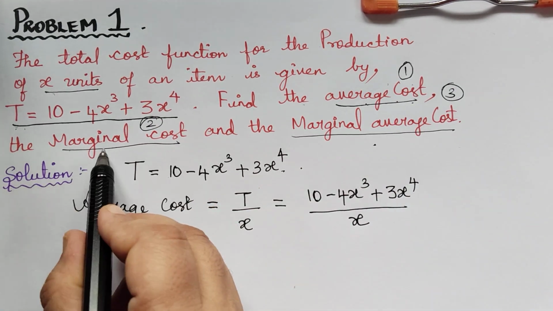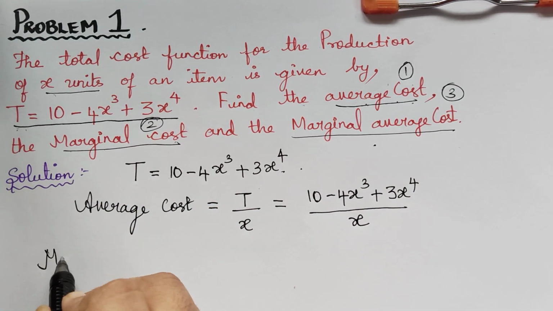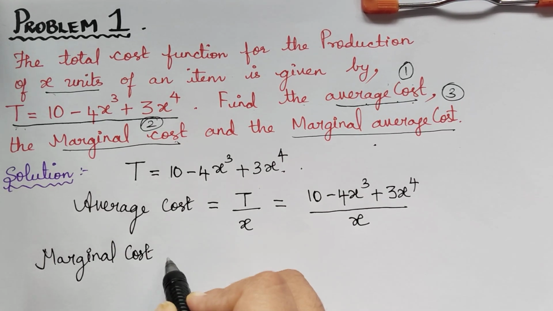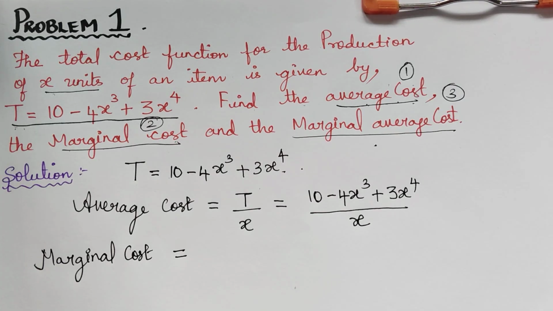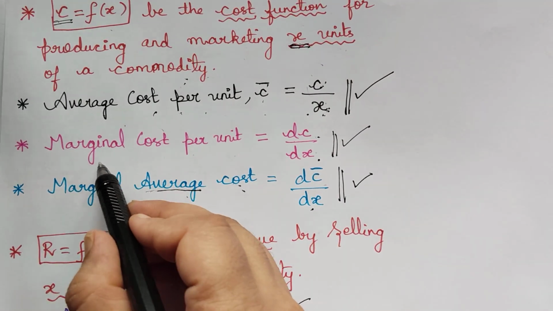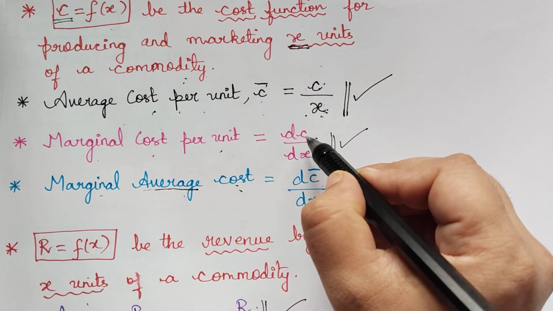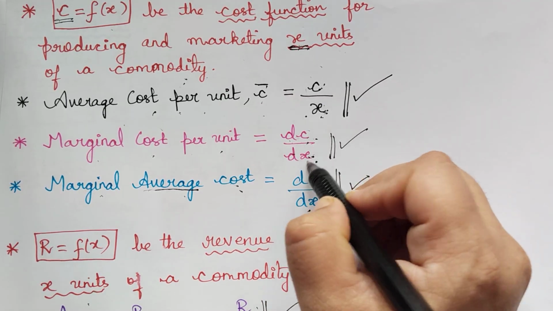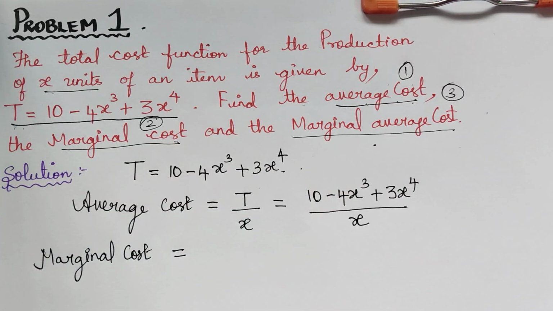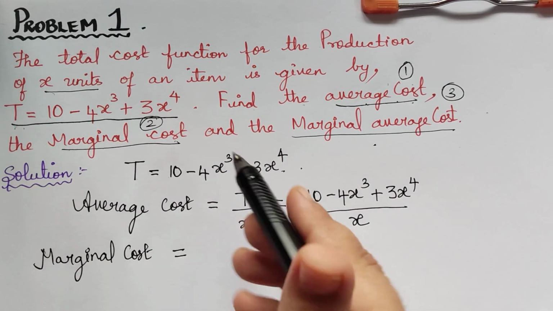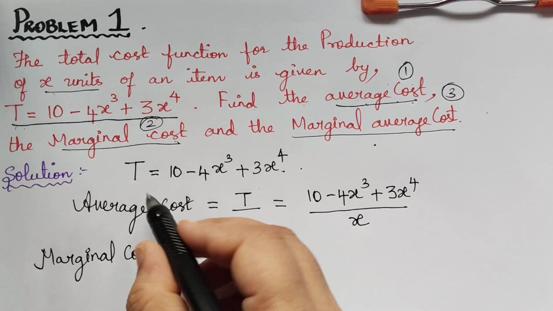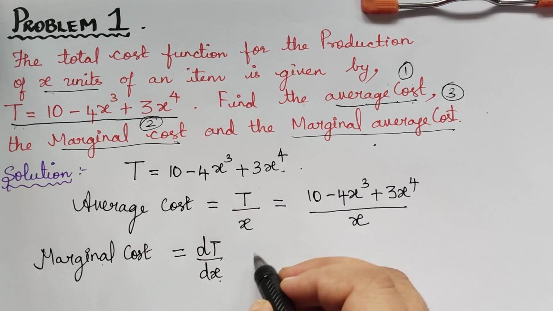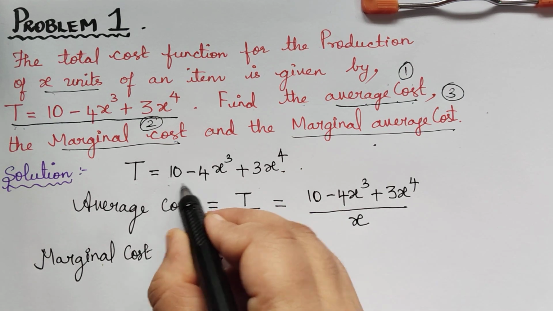The next question is to find the marginal cost. So the marginal cost per unit is equal to dc by dx. That is, the first derivative of the cost function gives us the marginal cost. Now here, what is the cost function T? And what is the first derivative of the function T? It will be dT by dx. So that will give us the marginal cost. So we have to differentiate this function now.